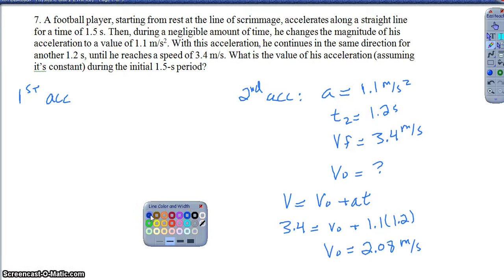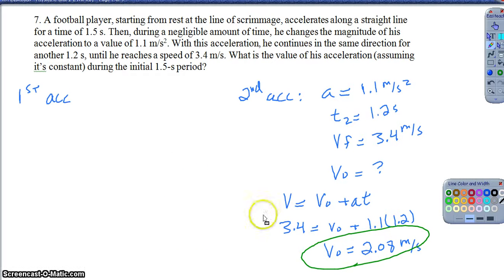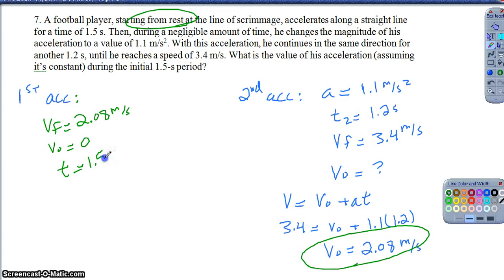The reason that's very important, that tells me the final velocity from the first stage of motion. So the final velocity from the first stage of motion here then was 2.08 meters per second. So I know the final velocity, I know his initial velocity because he started from rest, which they told me, and I know the time was 1.5 seconds.